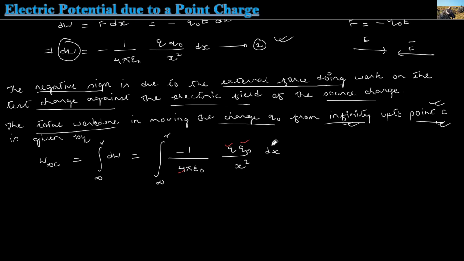All these are independent of dx, so we will take them outside the integral sign. What are we left with? Suppose we take these outside the integral sign, then we have minus Q naught, and over here 1 divided by 4 pi epsilon naught. Then you have the integration from infinity up to R, and inside you have only the expression 1 divided by x square into dx.